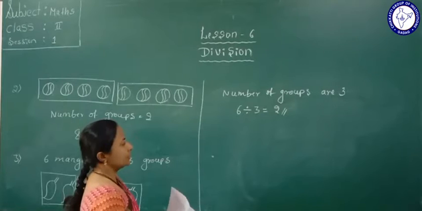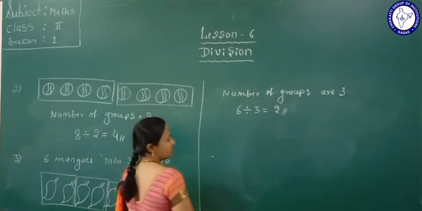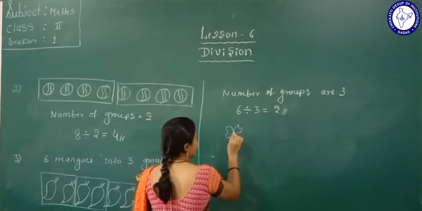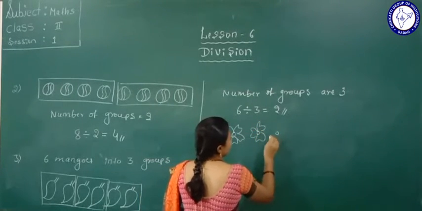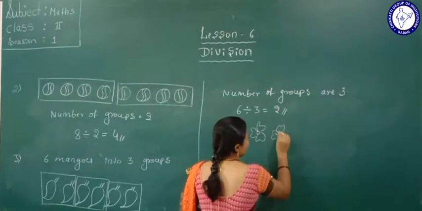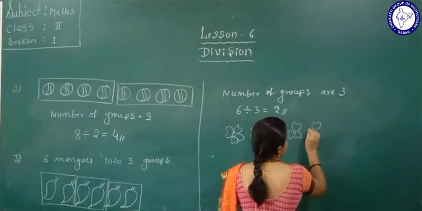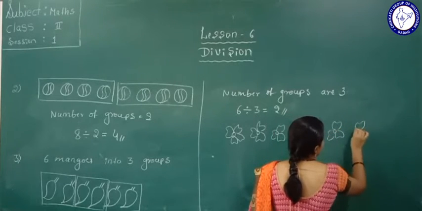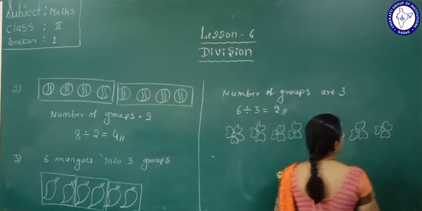So next, another example we will take here. See, flowers are given here. There are 8 flowers. How many flowers are given here? 8 flowers. 1, 2, 3, 4, 5, 6, 7 and 8. Okay, there are totally 8 flowers.